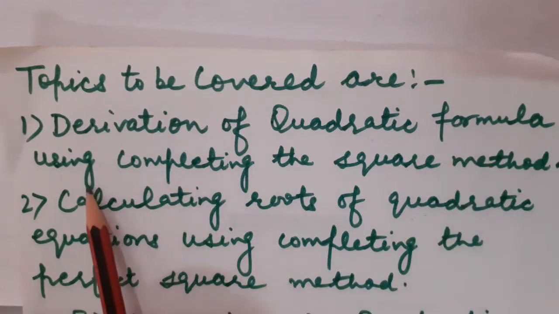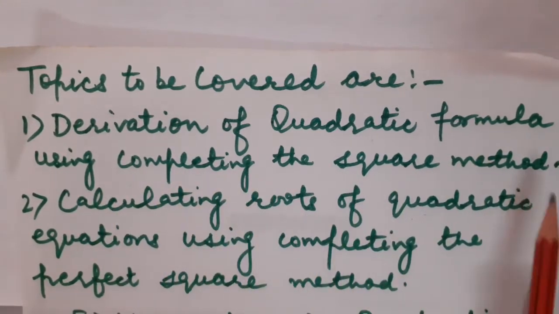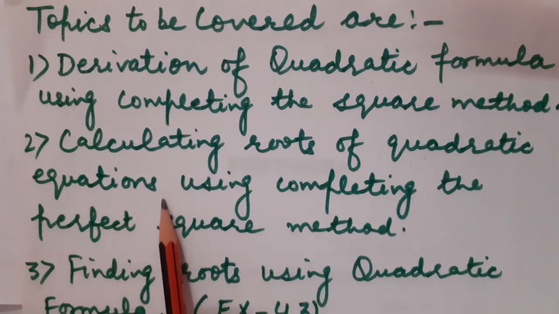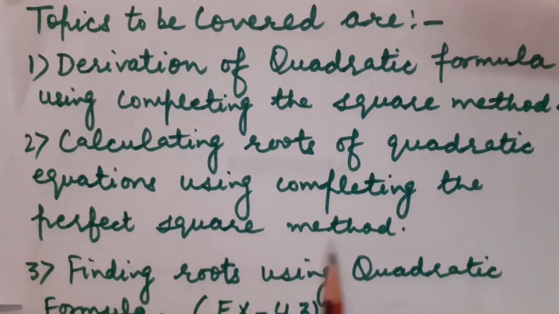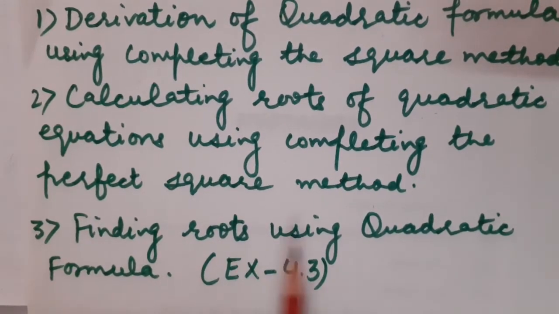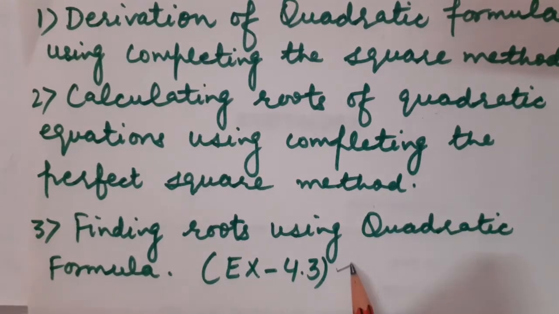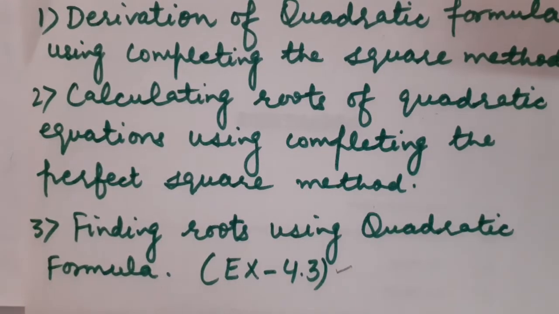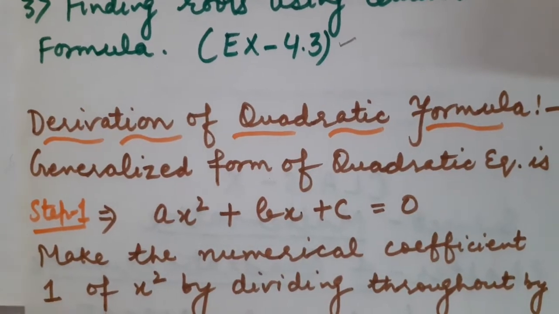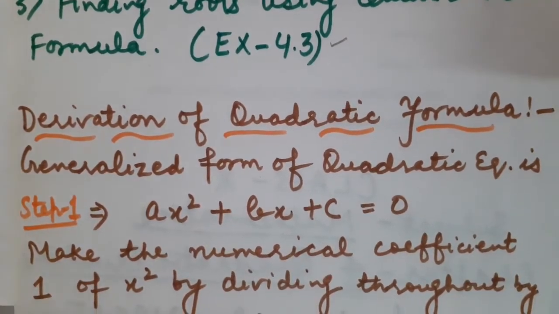Now in today's lecture, the topics which I am going to cover are number 1, derivation of quadratic formula using completing the perfect square method. Number 2, calculating roots of quadratic equation using completing the perfect square method. And of course, number 3, finding roots using quadratic formula. Children, I am going to take some questions from exercise 4.3 to make you better understand these concepts. Clear, children? So let us start today's very first topic, that is derivation of quadratic formula.